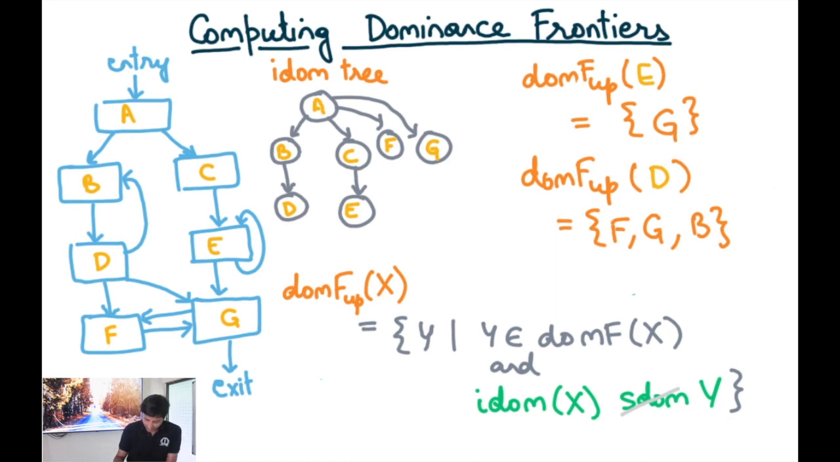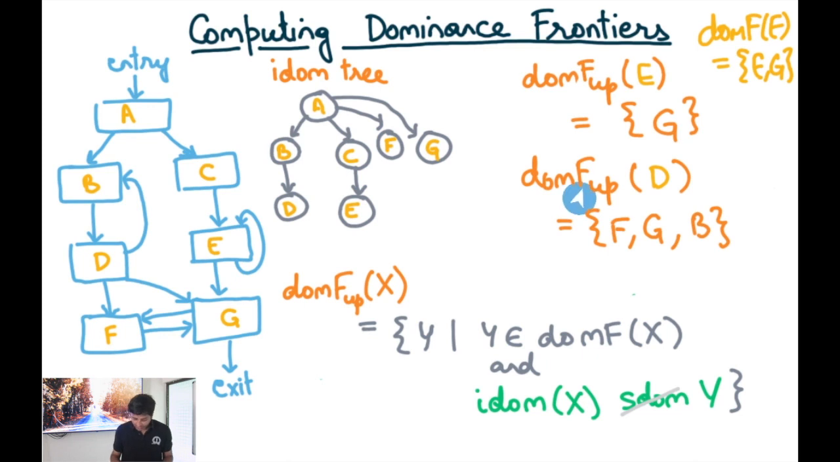So how did I figure this out? Well, once again, domF of E is E comma G. Now I want to check which of these is strictly dominated by the parent of E, which is C. So E is strictly dominated by the parent of E, which is C, and so E does not appear here. But G is not strictly dominated by C, so G appears here.